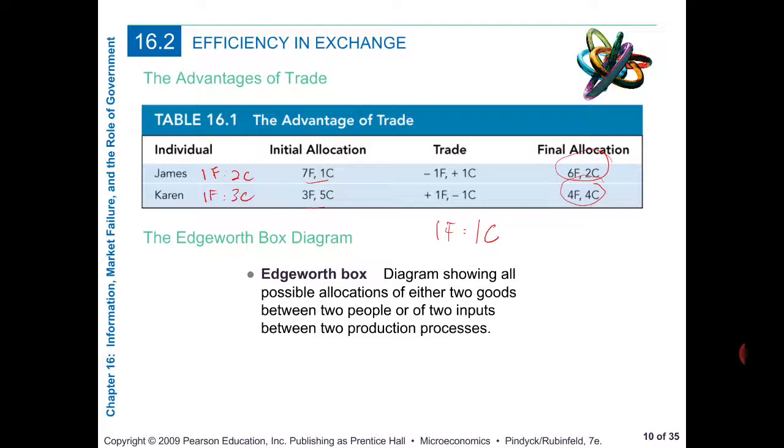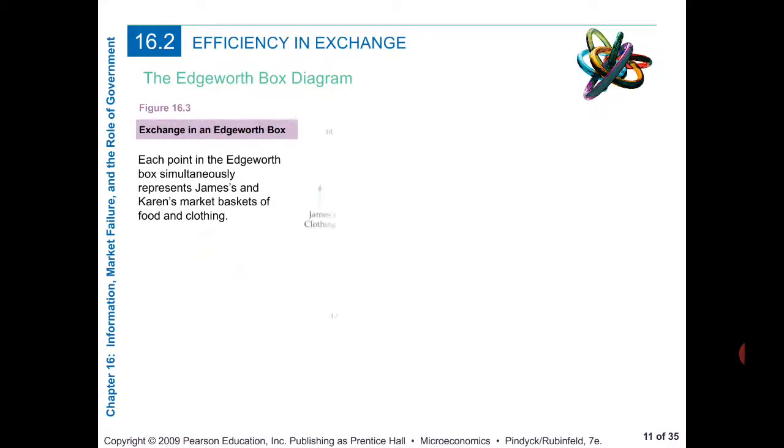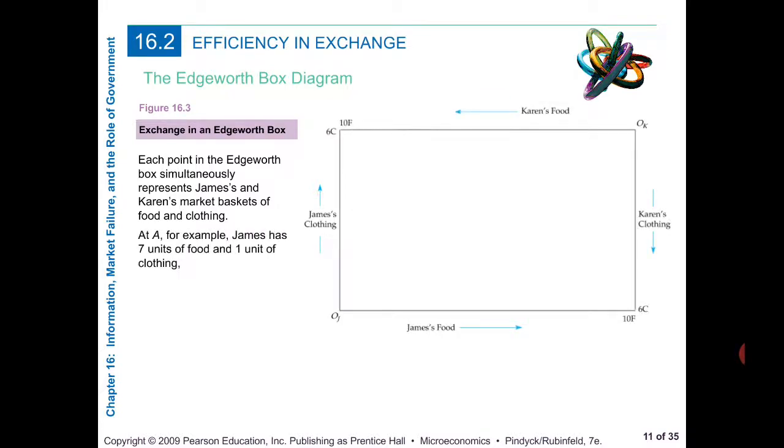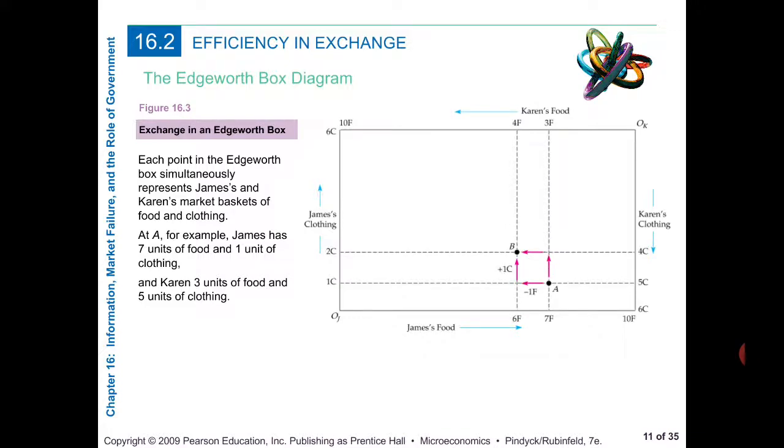Okay, we are going to use the Edgeworth box to show possible allocations of two goods between two people, in this case James and Karen. Later on we can also use it to show two inputs between two production processes, to check whether they are efficient or not. So let's show the position. Now the Edgeworth box is like this.